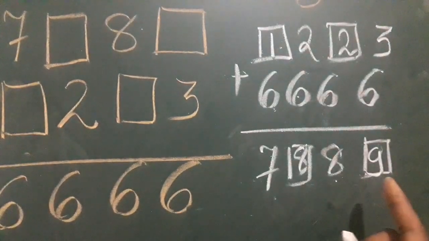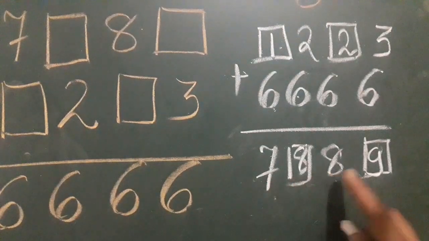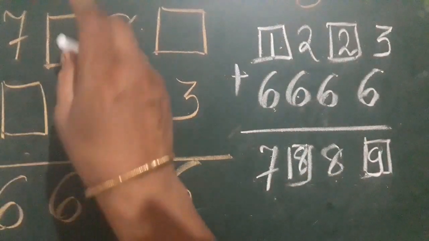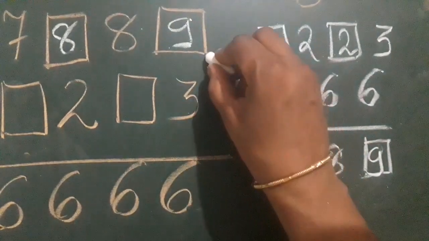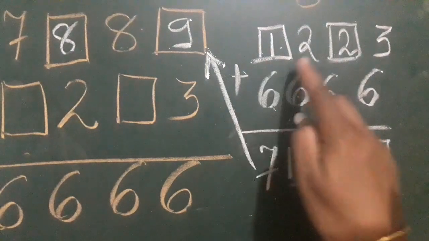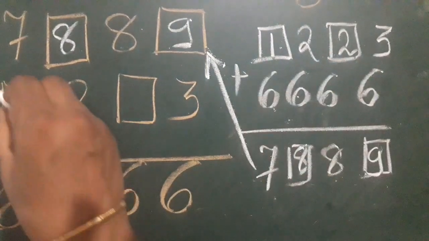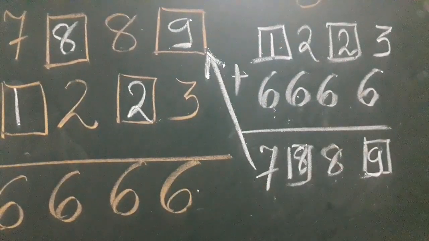Now fill in the numbers in the boxes given here. 7, 8, 8, 9. This should be your minuend, right? So write the numbers accordingly. Now this is 1, 2, 2, 3. Where is it? Here. 1, 2, 2, 3. And this is this number. Fine. Let's go with the next question.